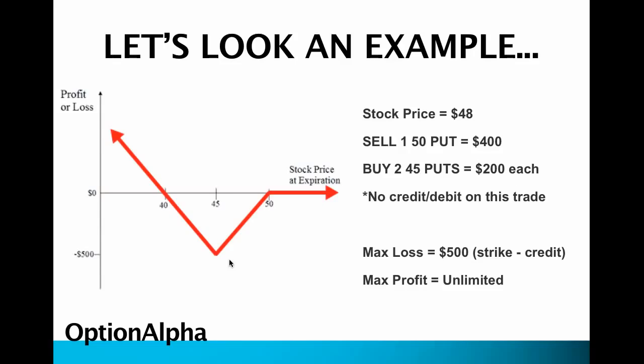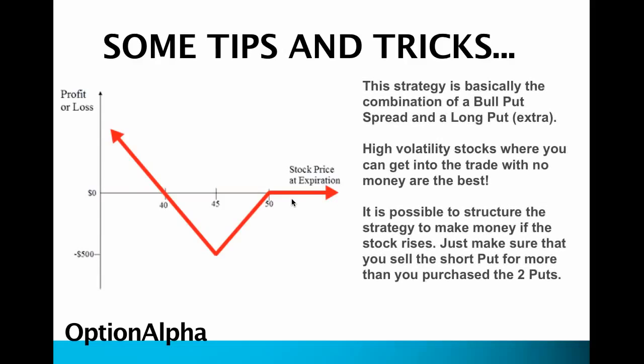Again, the profit potential is unlimited to the downside. The way that you create a possible profit on the top side is that you make sure when you are selling and buying your options here that it takes in a small credit. That's how you adjust the strategy to actually make money on the top side if the market does rally. Again, you don't want to make a lot of money. You just don't want to lose any money. So for example, you could sell this one put for $450 and buy two 45 puts for $200 each. That would leave you with a $50 credit should the market rally past the 50 strike.